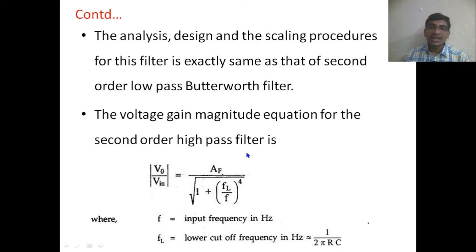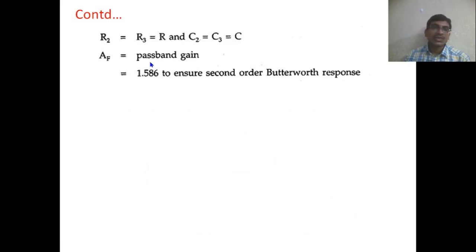If you take R2 is equal to R3 is equal to R and C2 is equal to C3 is equal to C, at that time only this FL is equal to 1 by 2 pi RC. Otherwise, it will be equal to 1 by 2 pi root of R1 R2 C1 C2 like that. So if R2 is equal to R3 is equal to R and C2 is equal to C3 is equal to C, then AF will be the passband gain, which is 1.586 to ensure the second order Butterworth response. Okay, this is the standard value 1.586.